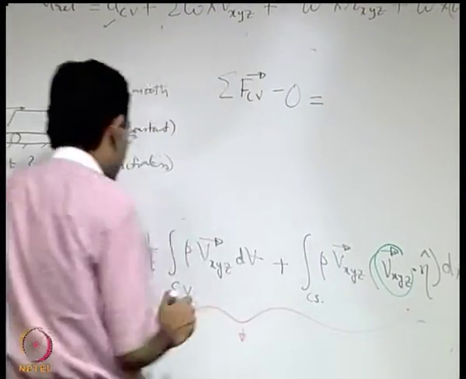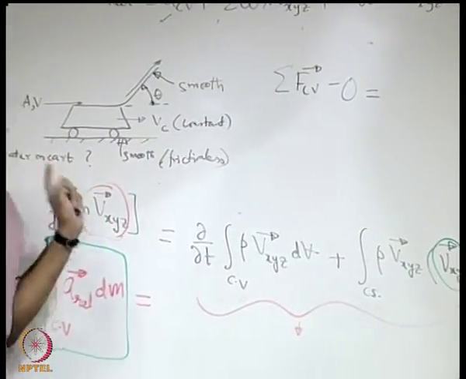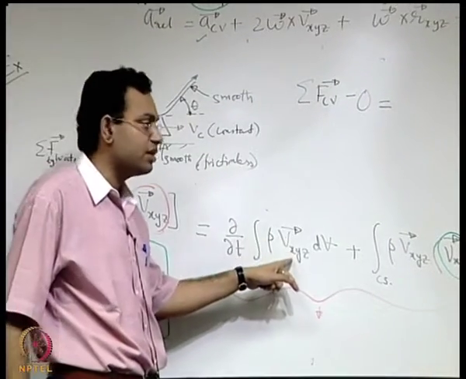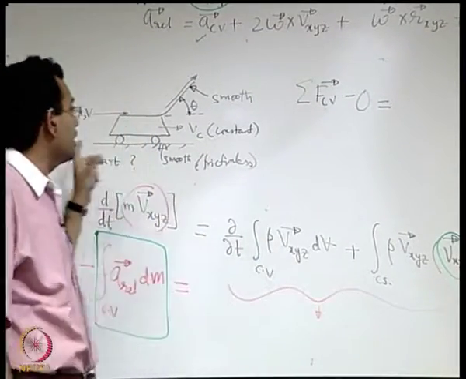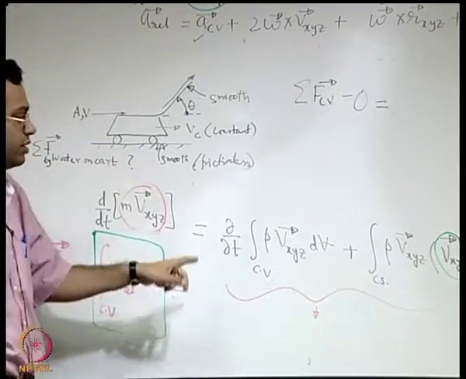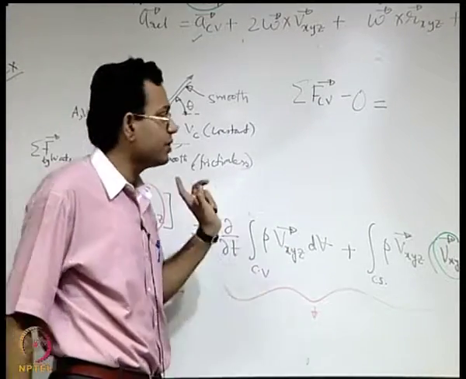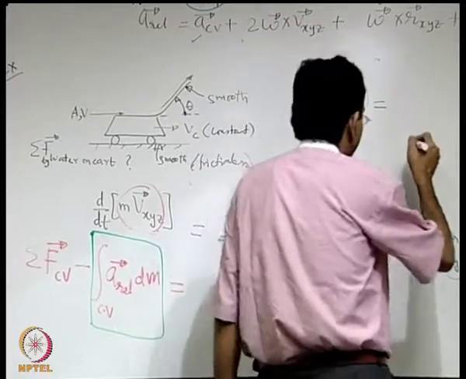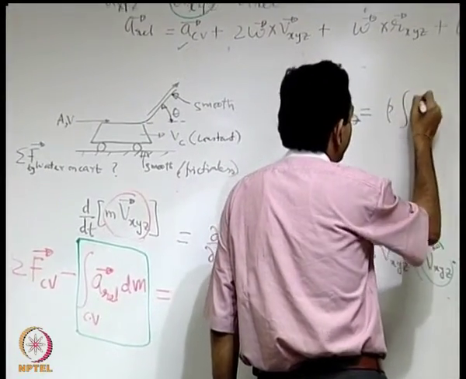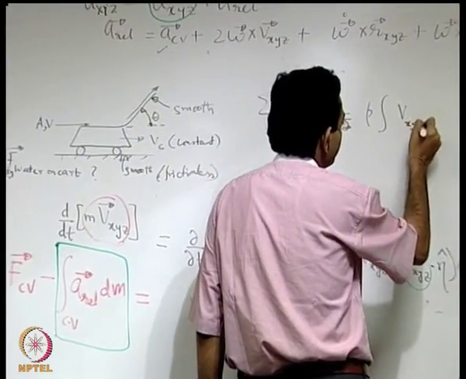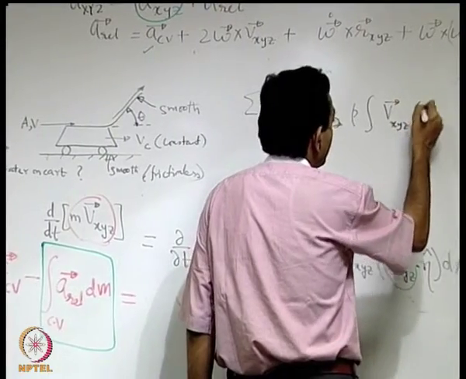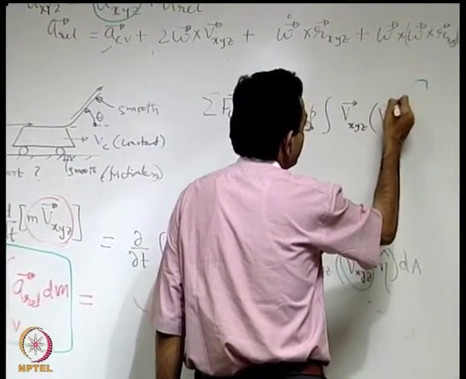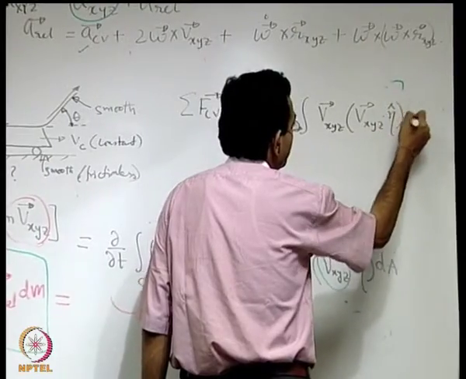And the right hand side, if you consider it to be a steady situation where the velocity is not changing with time, anyway the density we are considering to be constant, so this term will go away and you are left with the last term, that is rho integral of v small xyz into v small xyz dot n dA.